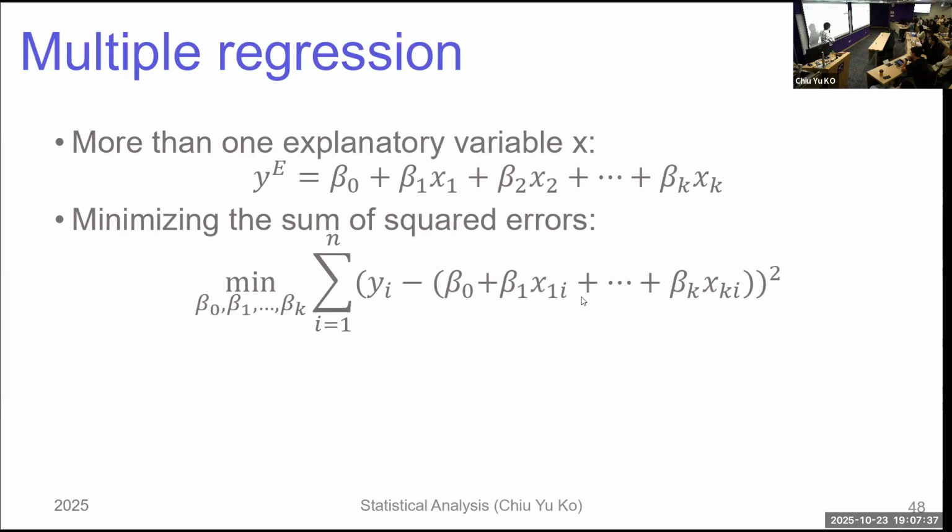I want to see if beta 1 up to beta k, all these betas, are zero. If they're all zero, then the regression is useless, right? So I want to see, can they all be zero? That is the F-test. But in general, you don't have to worry about that, though there's something you have to check as well.